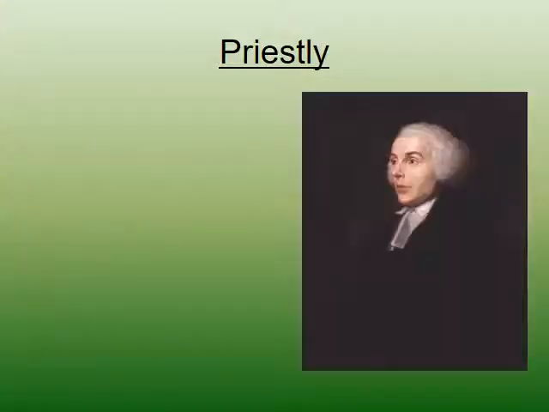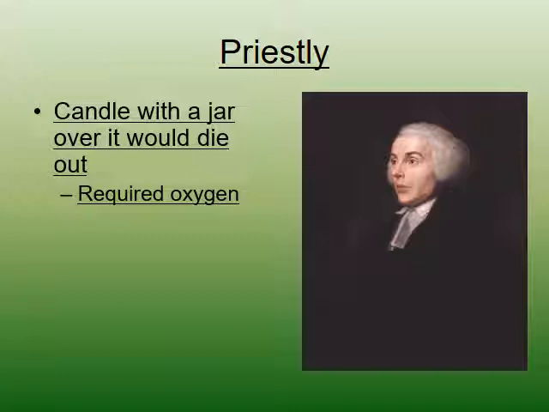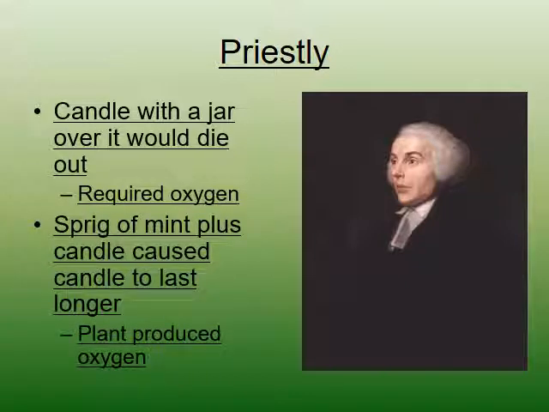Up next is Priestley. So Priestley took a candle, placed it in a jar, and then would cover the jar. And sure enough, he found that the candle would die out over time, because remember, fire needs oxygen to burn. However, the next time he did it, he put a tiny piece of plant, so a tiny little sprig or bit of plant matter, inside the jar as well as the candle. And sure enough, he found that the candle burned for a longer period of time. So he deduced that plants must be producing oxygen, because the candle burned for a longer period of time, and like we said, fire needs oxygen to burn.